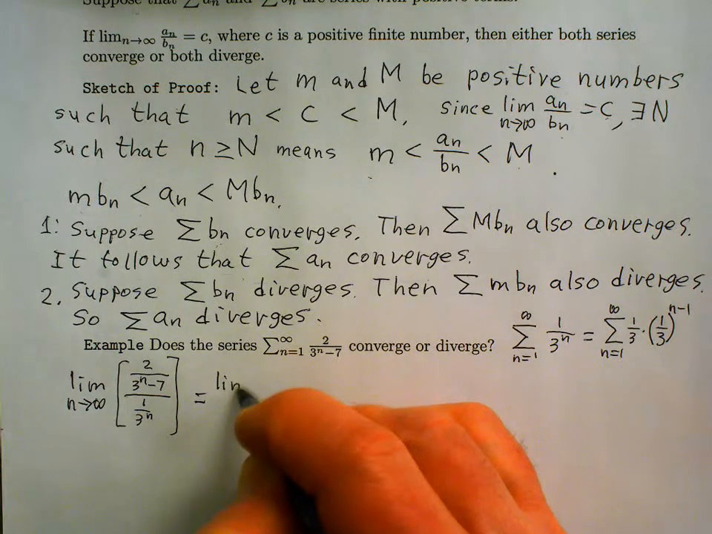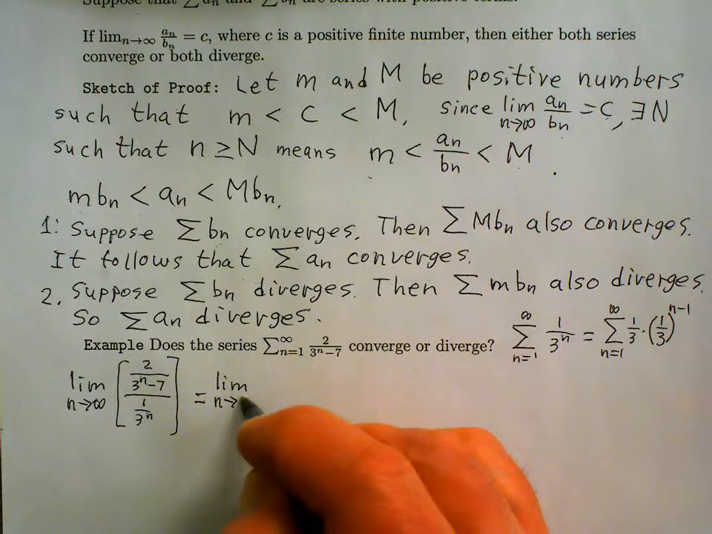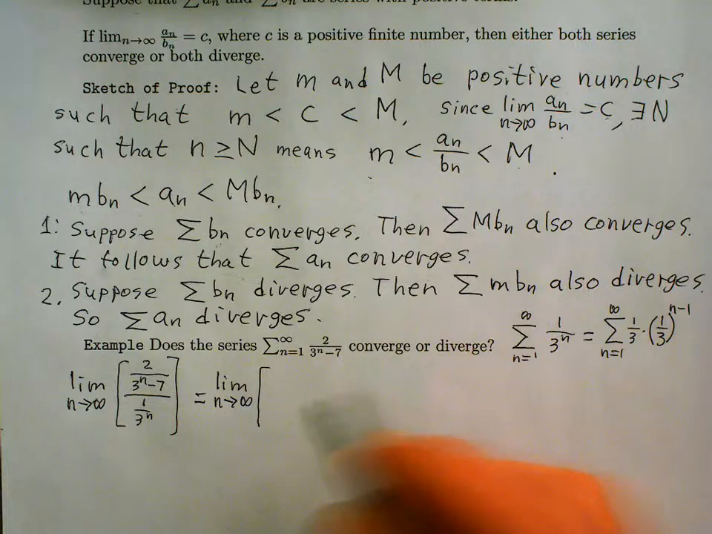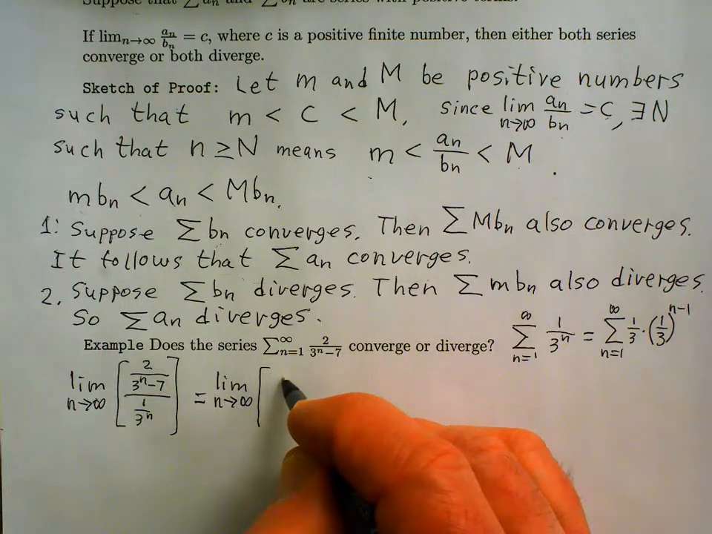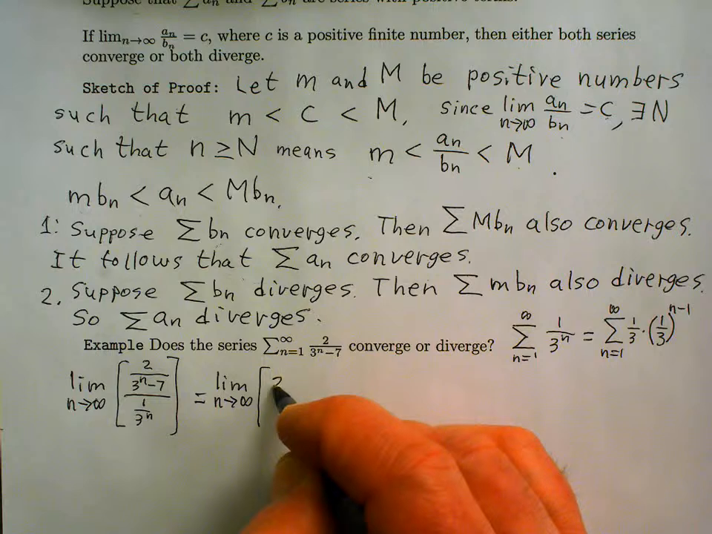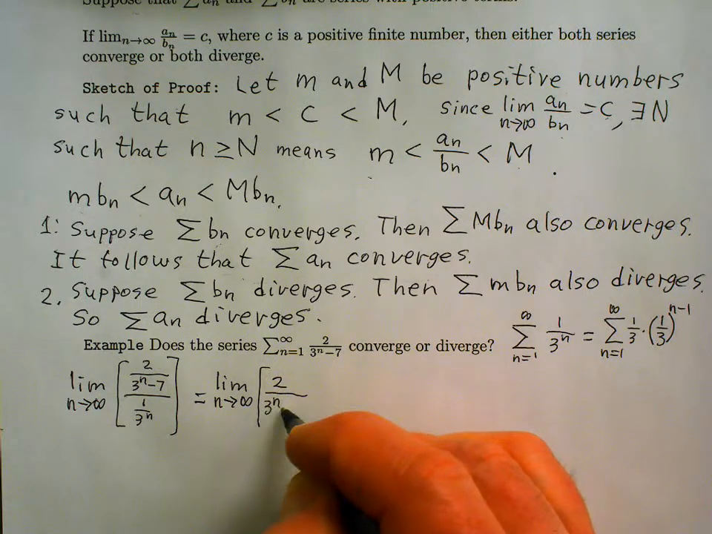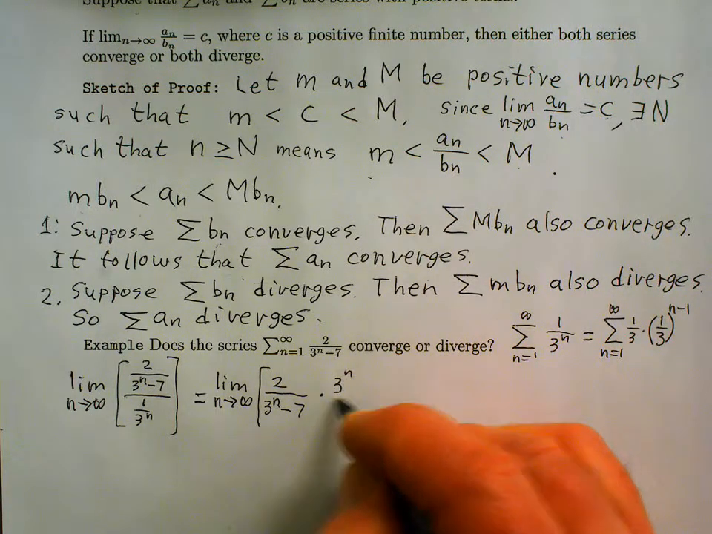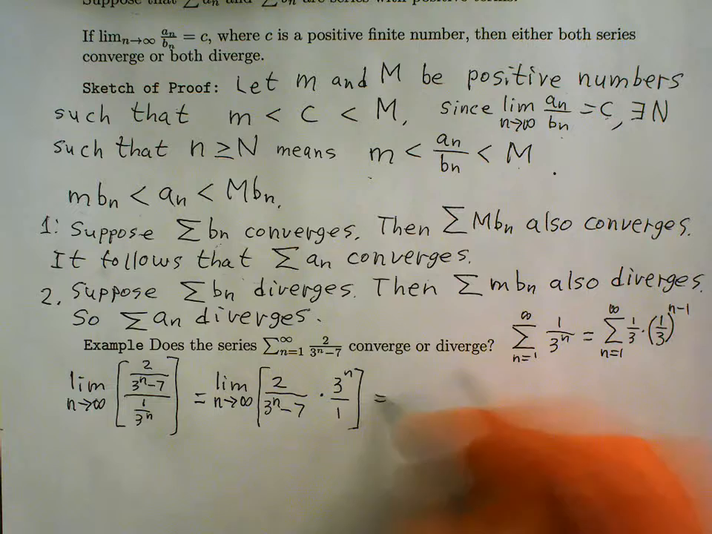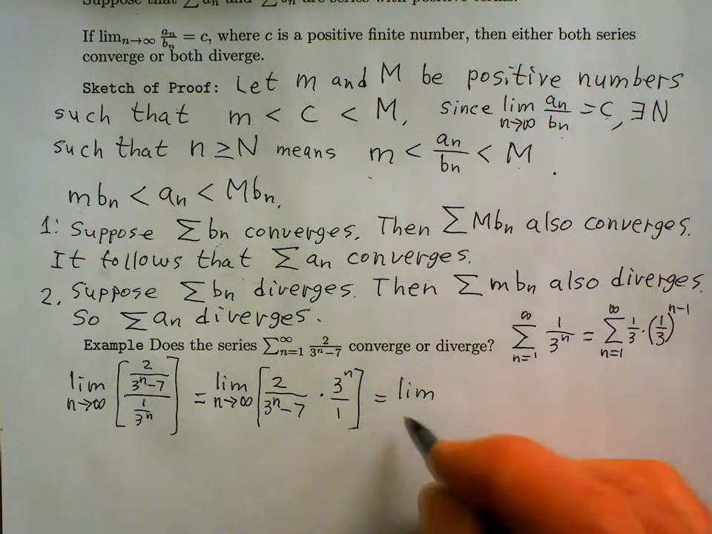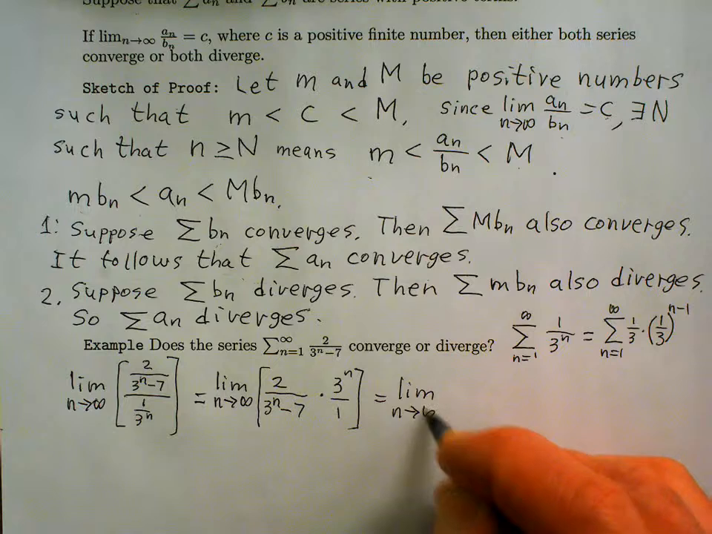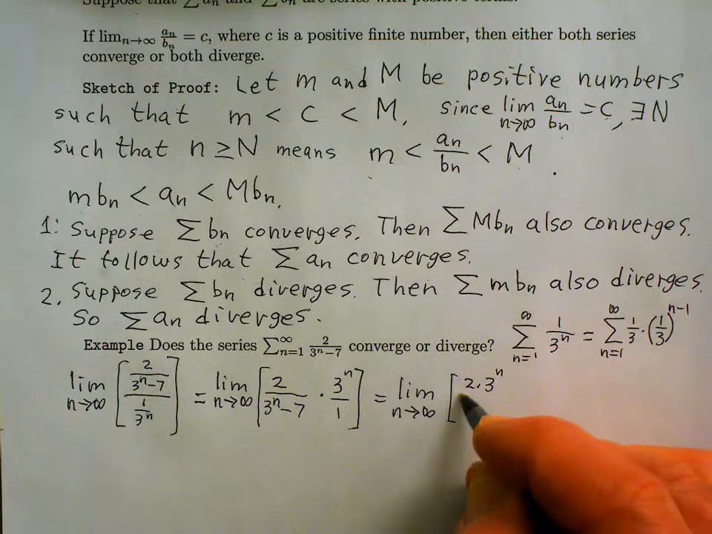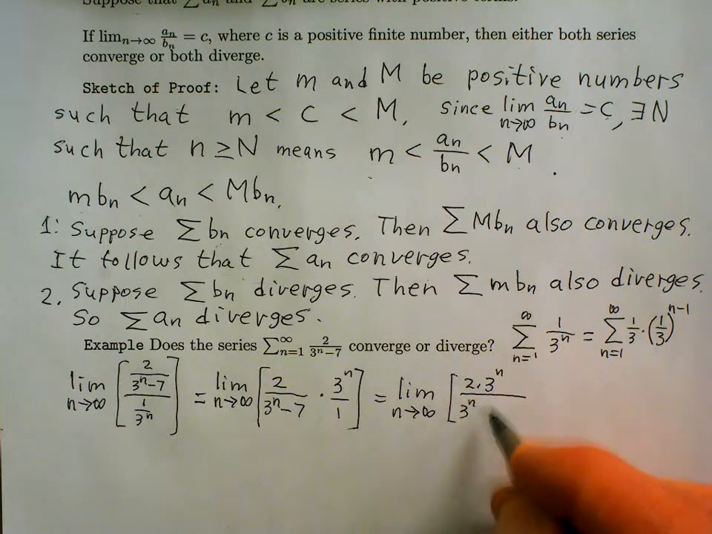Then we'll simplify the complex fraction. Dividing by 1 over 3 to the n is equivalent to multiplying by 3 to the n. So 2 over 3 to the n minus 7 times 3 to the n over 1. So we get 2 times 3 to the n over 3 to the n minus 7.